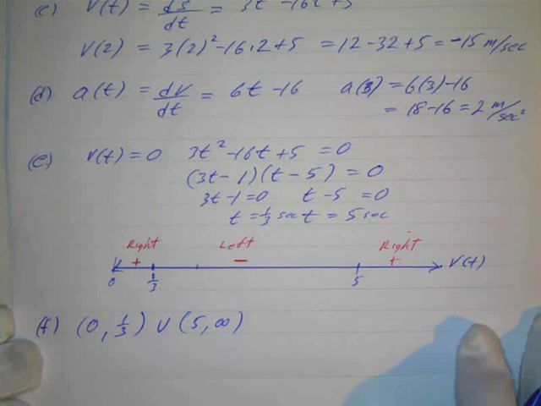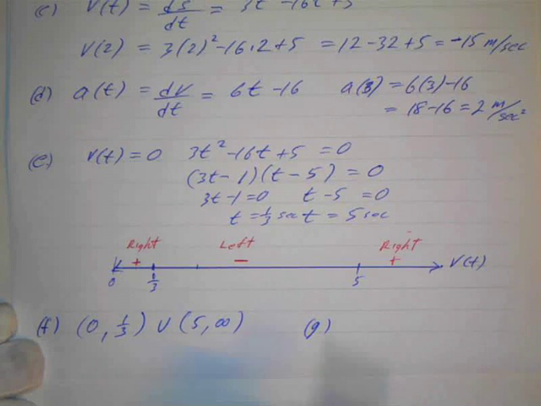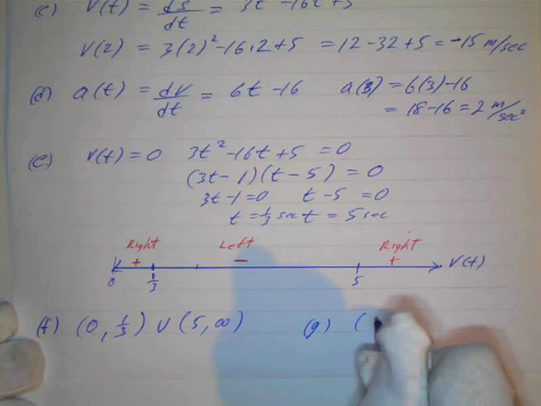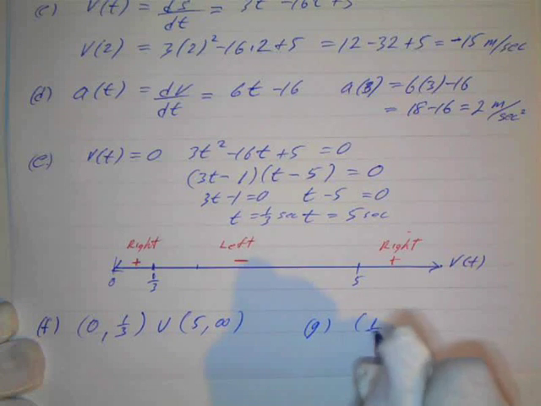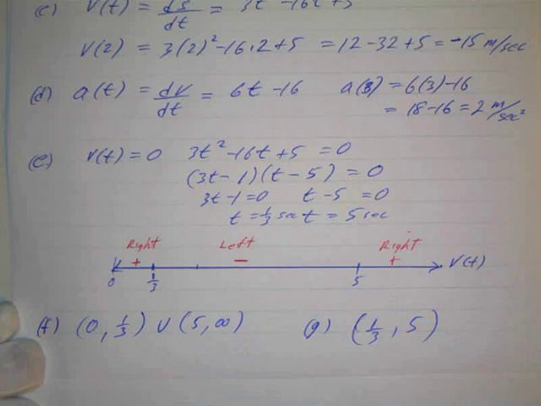That was letter G. What time intervals is it moving left? It's moving left between 1/3 and 5. And that's when it's moving left. Okay, so a little line graph like this helps quite a bit.